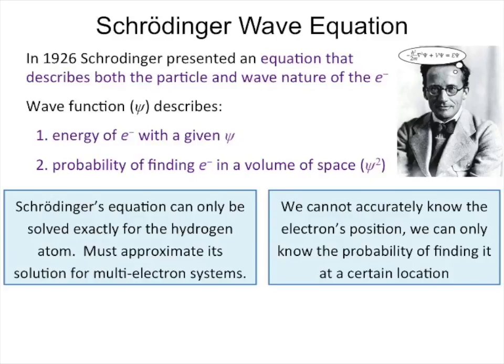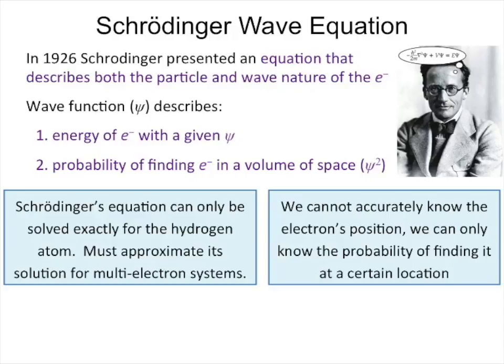Okay, so some caveats. Schrödinger's equation can only be solved exactly for the hydrogen atom. You have to approximate it for many electron systems, but it still works fairly well. And then I already said the second one, that we can only discuss the probability of finding an electron and don't know actually where it is.